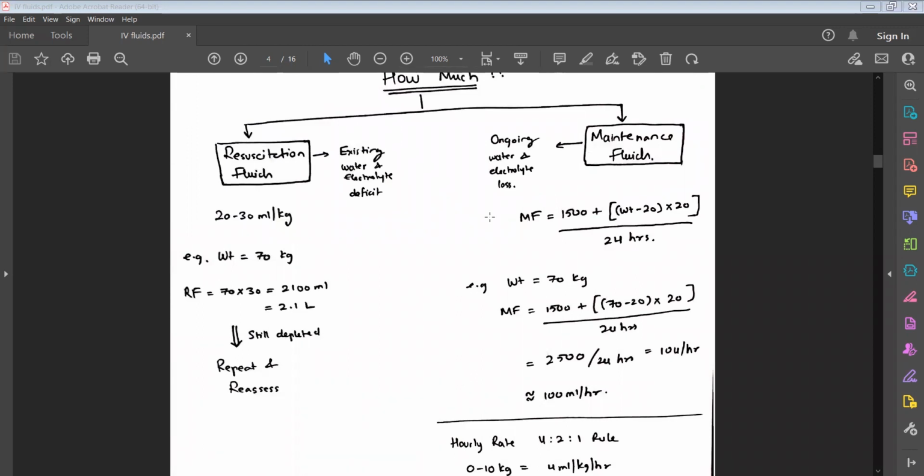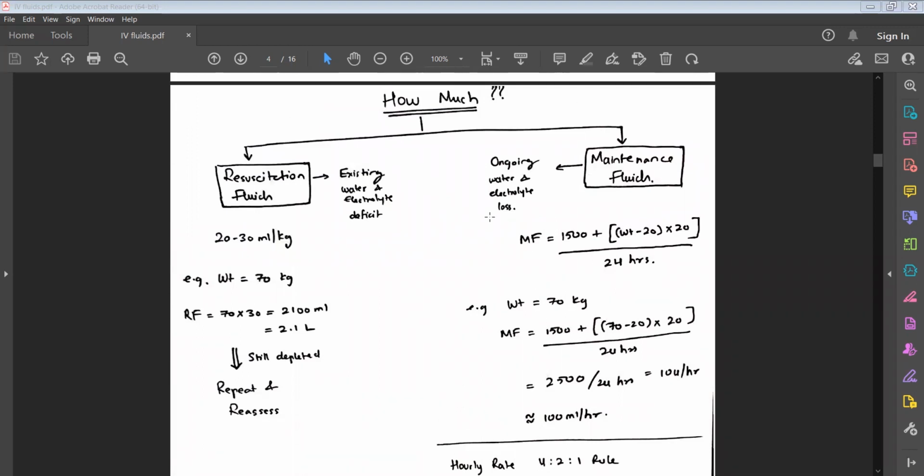The point I'm trying to make is whenever you admit a patient, or if you're a new intern or med student, you go to the hospital, you see that the patient is on 75 ml per hour or 100 ml per hour of fluids. These fluids are not randomly started. There is a calculation behind it, and you need to understand how these calculations are different from one another. Resuscitation fluid calculation is different as compared to maintenance fluid.